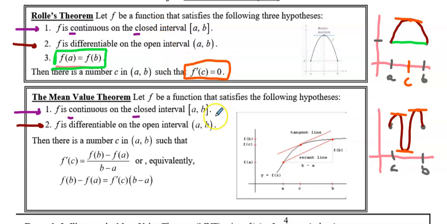The function has to be differentiable on the open interval. And then what we really have to say for this particular example is that the instantaneous rate of change of some value c must be equal to the average rate of change over some interval. And so the analogy that I use in class is this.